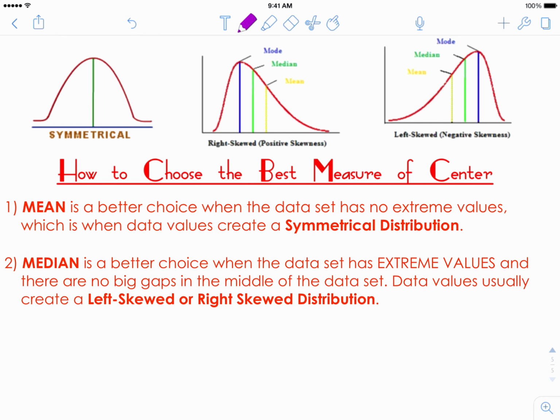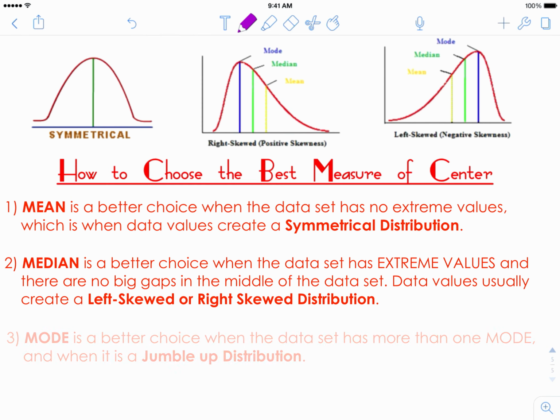The median is a better choice when the dataset has extreme values and there are no big gaps in the middle of the dataset, and the data values usually create a left skew or right skew distribution. The mode is a better choice when the dataset has more than one mode and when it is a jumbled-up distribution.